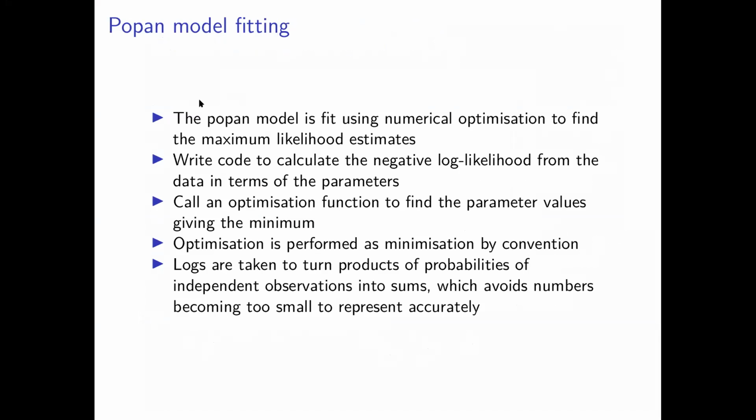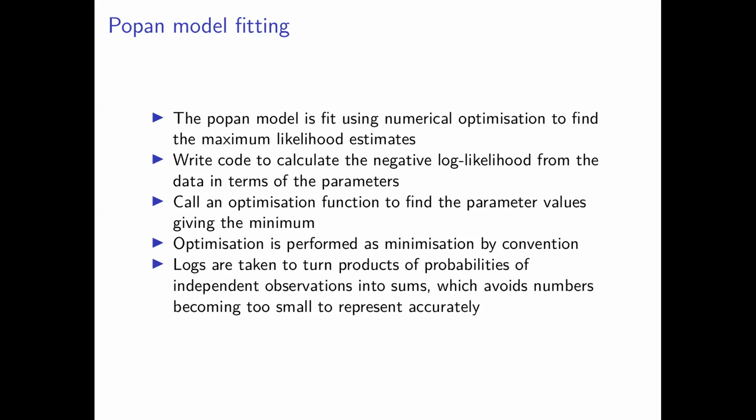Okay, so POPAN model fitting. The POPAN model is fit using numerical optimization to find the maximum likelihood estimates. So you would write the code to calculate the negative log likelihood from the data in terms of the parameters. And then you would call an optimization function which will find the parameter values giving the minimum of the negative log likelihood. So the reason we use minimization is just a convention for optimization. That's why we take the negative value and minimize it.